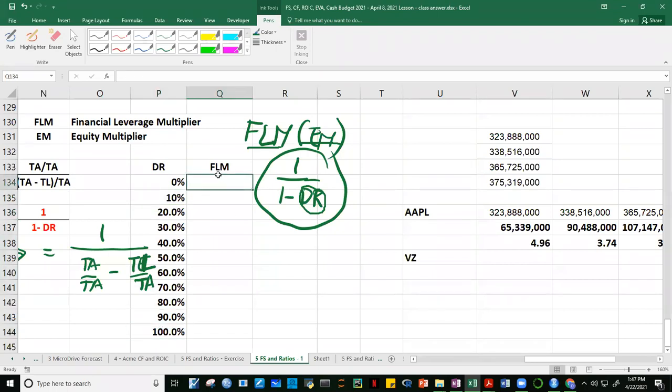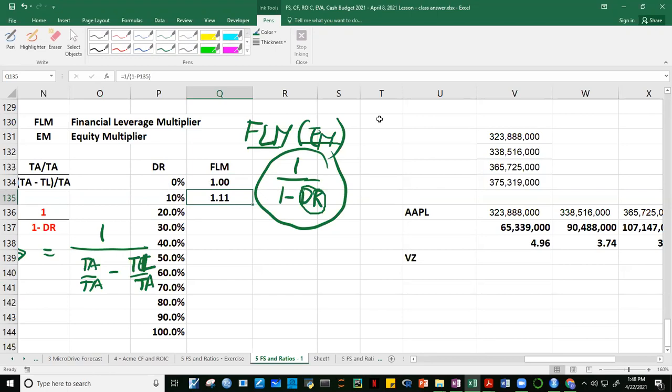Okay, what happens to your FLM guys if you have a debt ratio equal to 0%? So what's the formula? Equal to 1 over 1 minus your debt ratio, di ba? So again guys, linagyan natin dito yung mga debt ratio natin. So anong mangyayari sa FLM natin? So your financial leverage multiplier, kung wala tayong debt, is just 1. Pero kung may debt tayo na 10%, so I can copy the formula down. Okay. So what happened to our financial leverage multiplier?